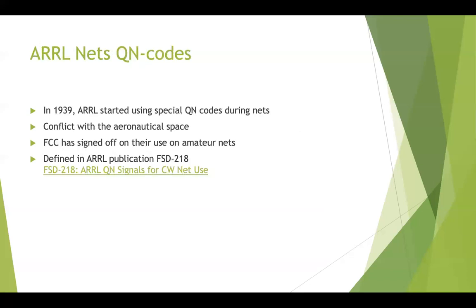Yeah. So another thing you'll find is that on ARRL nets, even though QN codes are really in the aeronautical space, the ARRL does use some QN codes in their nets, and the FCC has agreed that that's okay. I don't think they've especially sanctioned it, but they've said as long as there's no confusion, obviously you're not an airplane, so asking if you can land at a particular place doesn't make sense for an amateur station. So that's a case where you might use one of these QN codes.